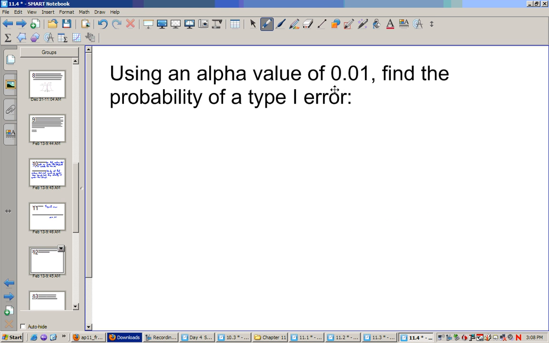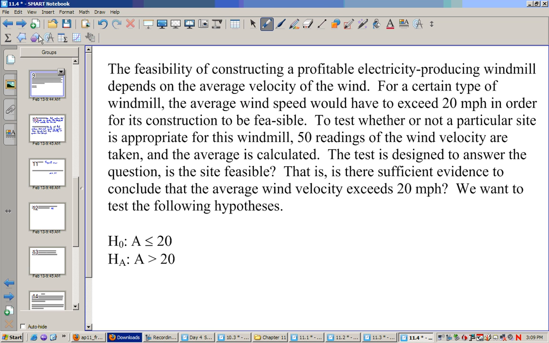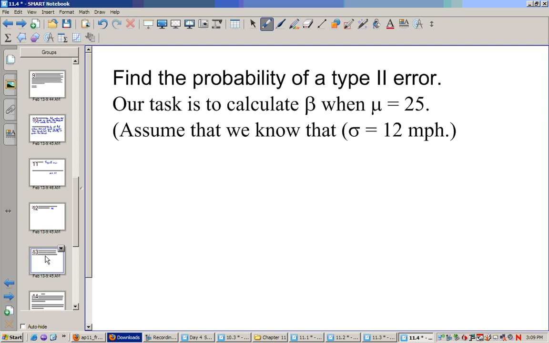Now if I use that alpha of 0.01, the probability of type 1 error is of course 0.01. So 1% of the time we'll actually make this error. Find the probability of a type 2 error. Our task is to calculate beta when the mean is 25. So we're looking at 20 as the null mean.